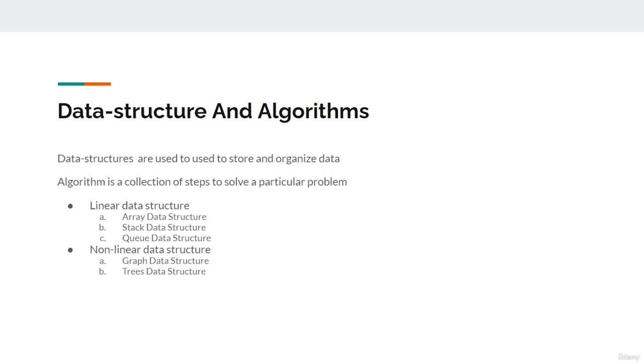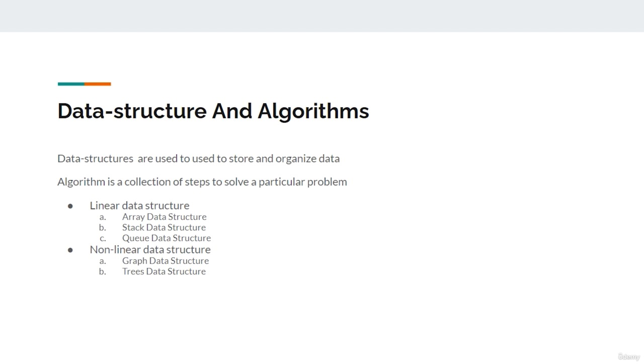In this video onward, we will be looking at data structures and algorithms. Now let us start with the data structures. Data structure is a storage that is used to store and organize data. It is a way of arranging data on a computer so that it can be accessed and updated efficiently. Now algorithm is a collection of steps to solve the problem.